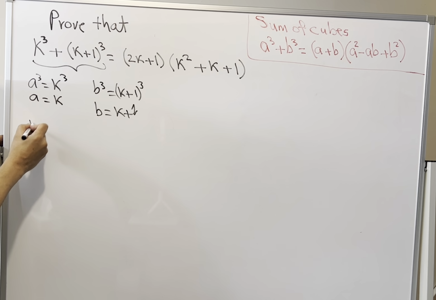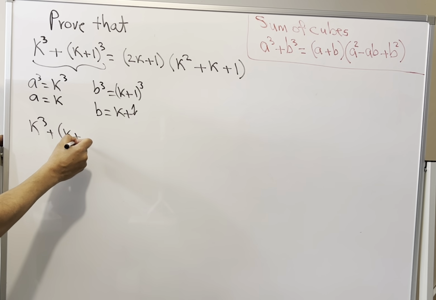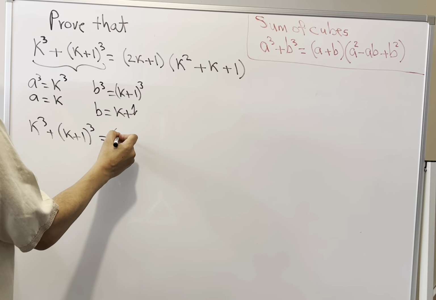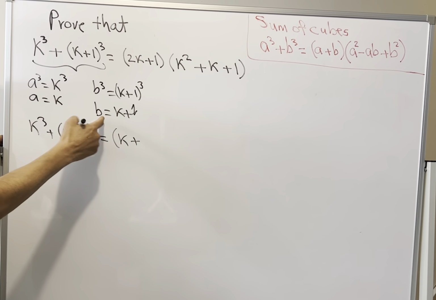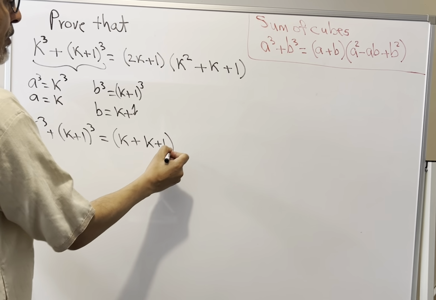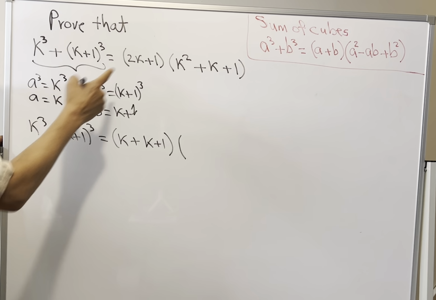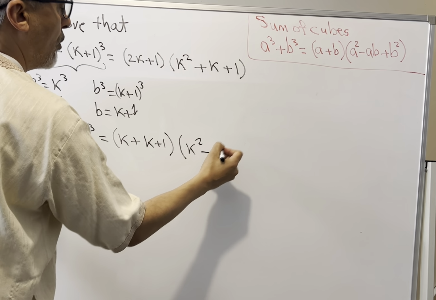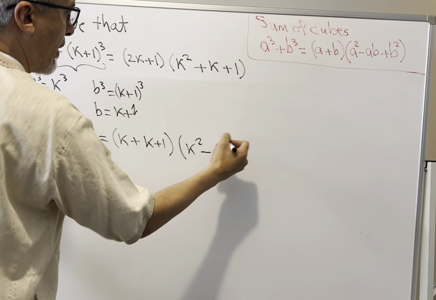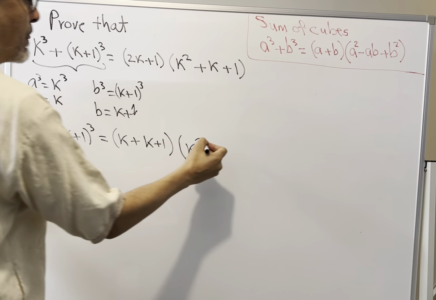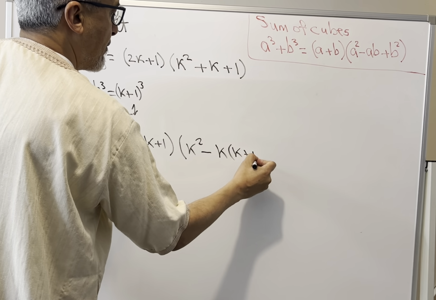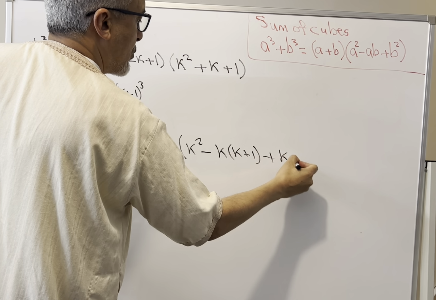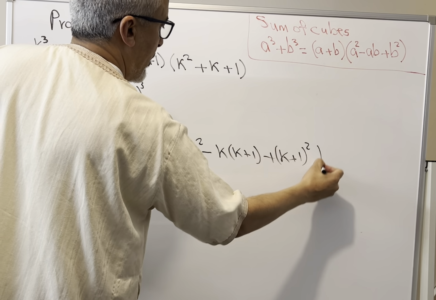So k cubed plus (k plus 1) cubed will equal a, which is going to be k, plus b, which is going to be k plus 1, in brackets, and then we're going to have the a squared, so we're going to take the k squared, minus ab, so it's k times (k plus 1), and then plus b squared, and b squared is going to be (k plus 1) squared, and all of that inside brackets.